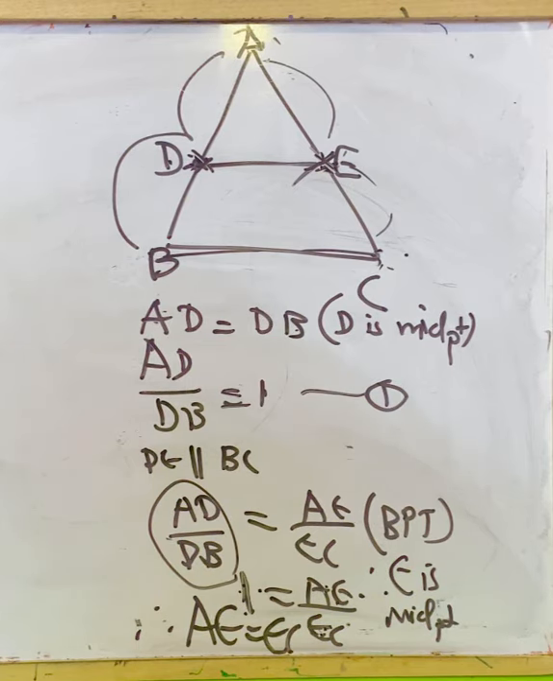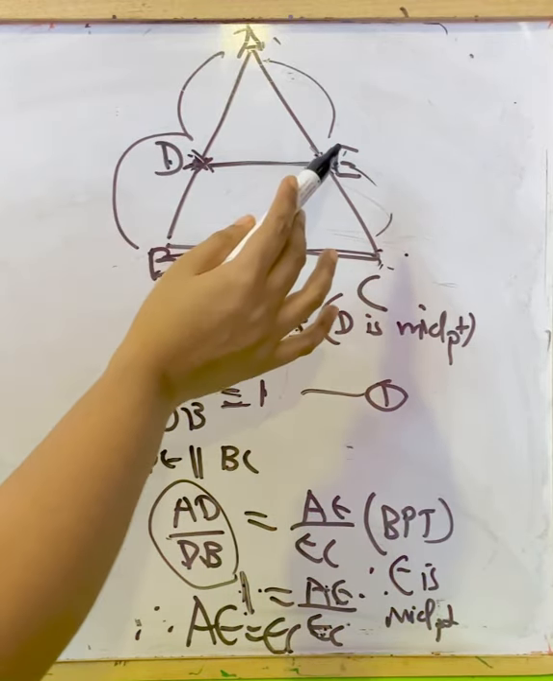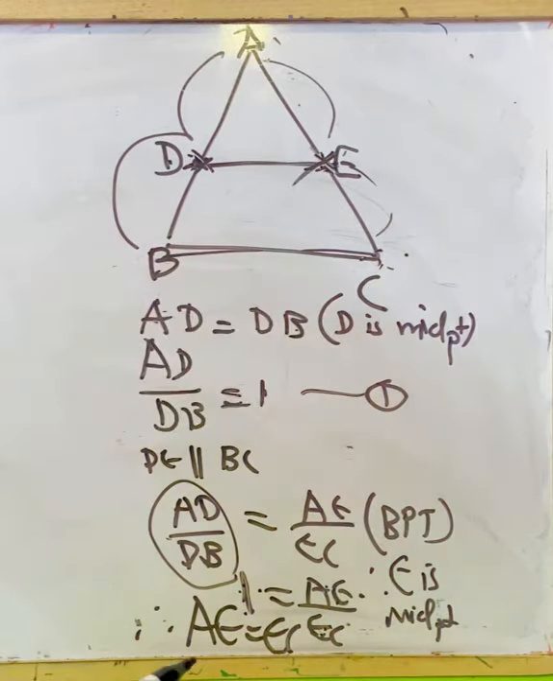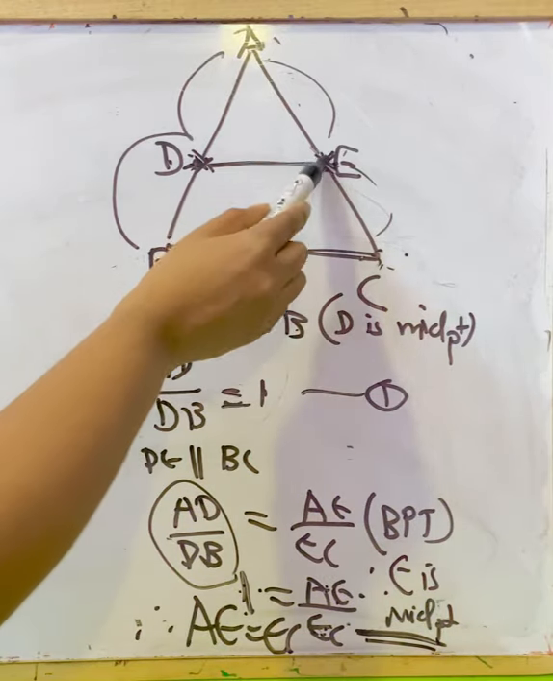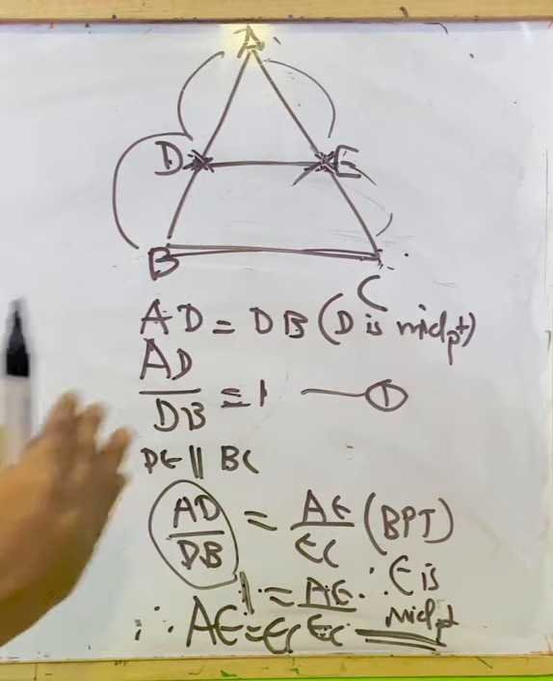That means a line drawn through the midpoint of one side of a triangle parallel to another side bisects the third side. E is the midpoint means E bisects AC. Bisection means equally dividing into 2.